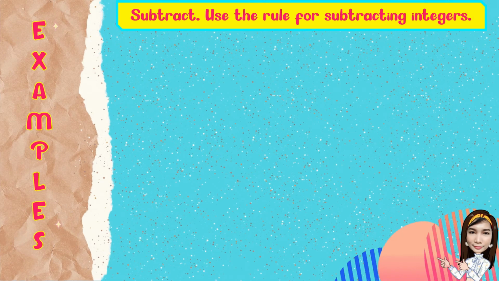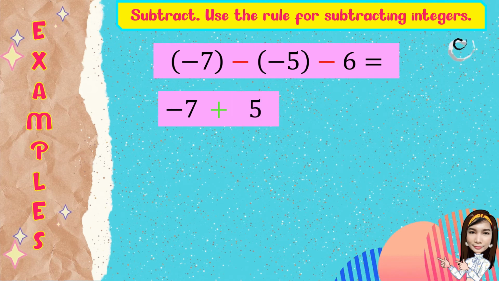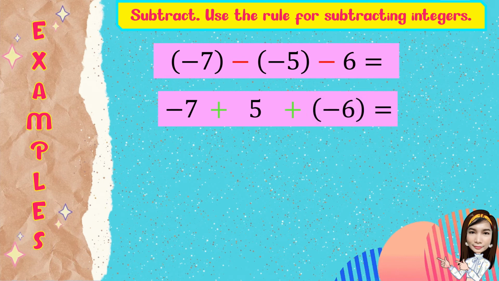Now what about if we subtract 2 or more integers? So let's have the given negative 7 minus negative 5 minus 6. Applying the rule for subtraction, first we keep or copy negative 7. Then change the operation minus into plus. Then change the sign of the subtrahend, so the additive inverse of negative 5 is positive 5. Next, change again the operation minus into plus. Then the additive inverse of positive 6 is negative 6.